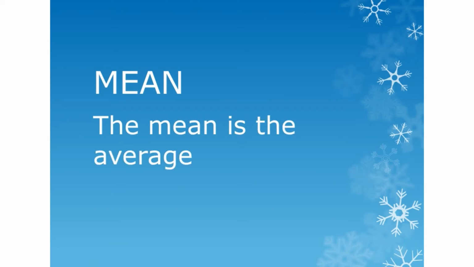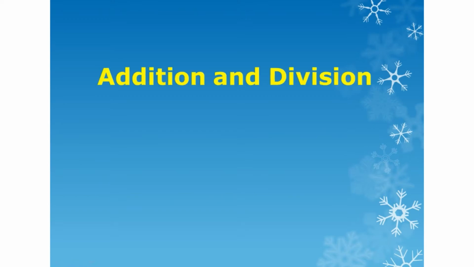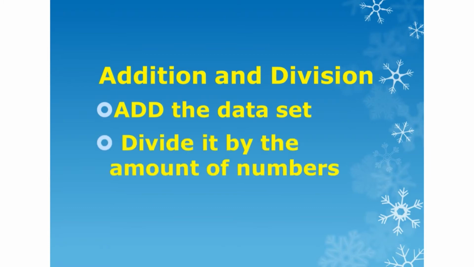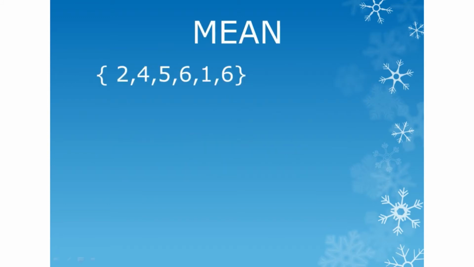So what is mean? The mean is the average of a data set. It involves addition and division. You add up all the numbers in the data set and then you divide it by the amount of numbers. Let's give it a try.